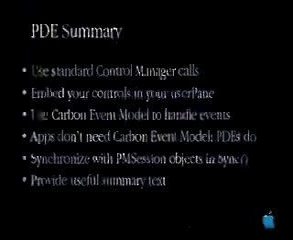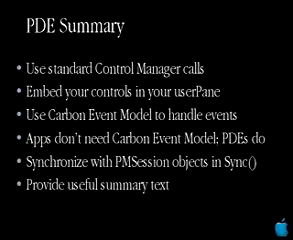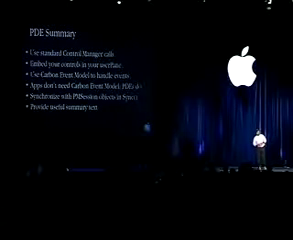So, summary. With printing dialog extensions, use standard control manager calls. You'll be embedding your controls into a user pane so that we can show it and hide it easily, and we don't have to know anything about what your hierarchy looks like. Use the Carbon event model, handle events. For the most part, you probably won't even need to handle events unless you're doing something special with a control where you actually need to intercept events and so forth. If you do, you need to write an event handler.